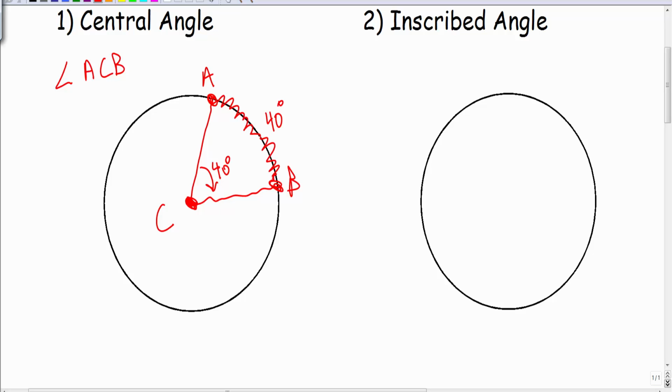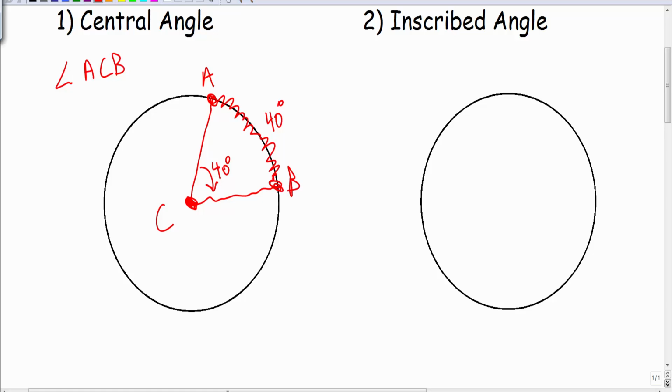Remember, a full circle is 360. So this angle from here all the way around is 360 degrees. This arc measure is 360 degrees. All right, so that's the correlation between a central angle and the arc measures, if you recall that.